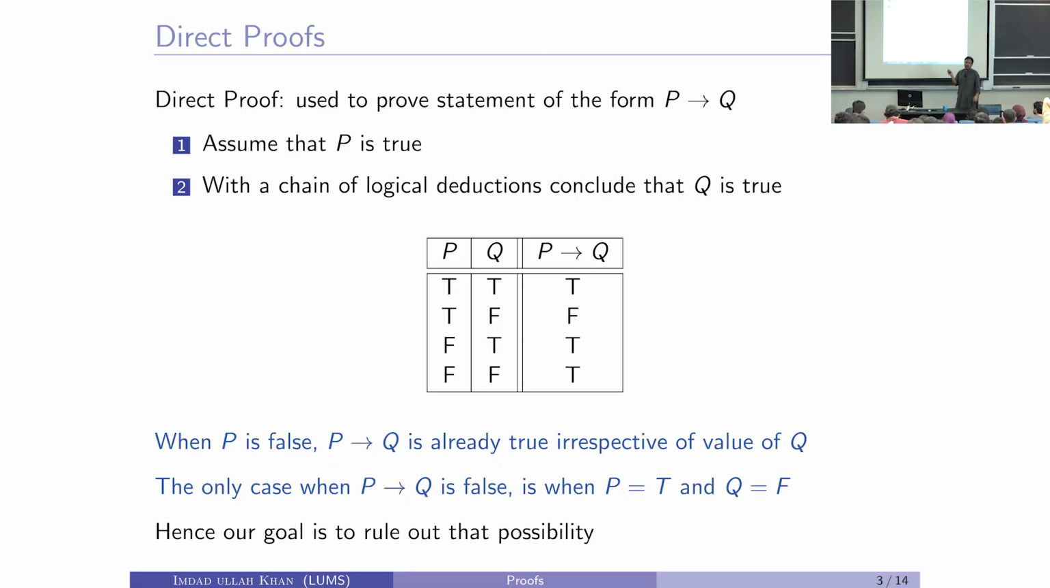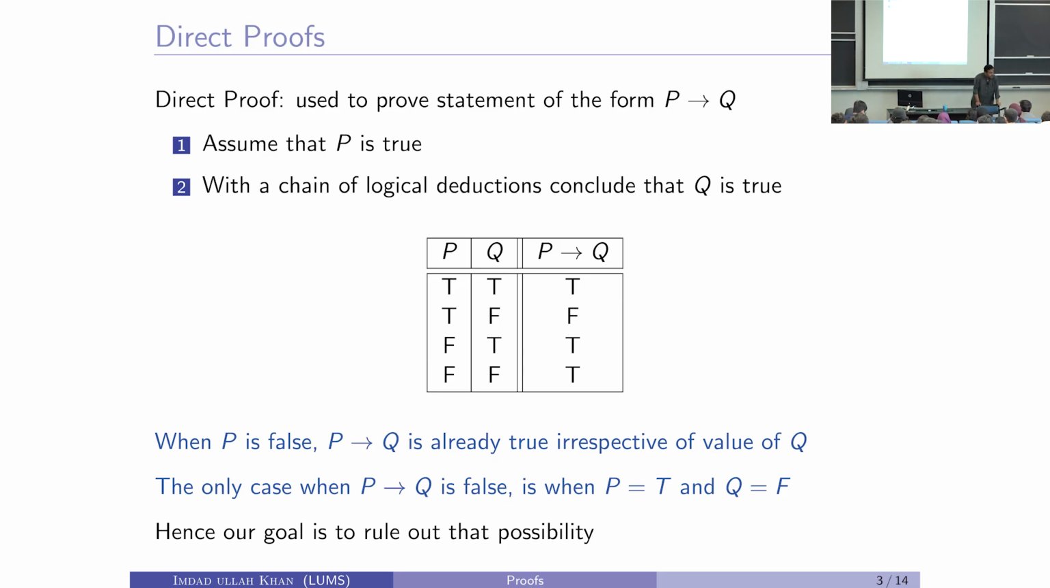I want to prove that P implies Q is true. Basically, P implies Q is true in all cases except one case, the second row. When is P implies Q false? When P is true and Q is false. When P is false, what is the value of P implies Q?